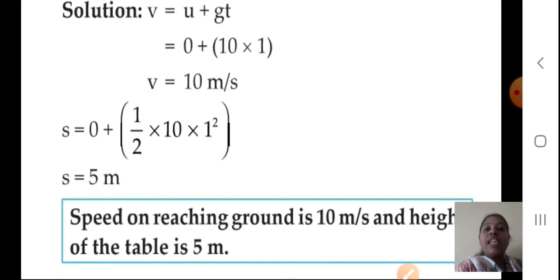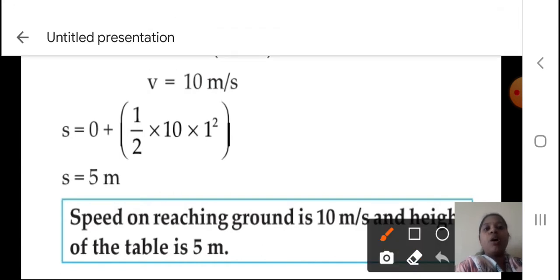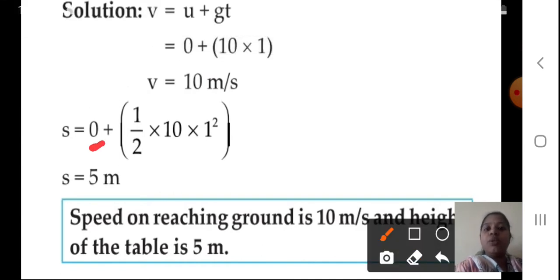Now this value we are going to substitute in the next formula. S is equal to UT plus half GT square. When you substitute the values, students, you get the value for S also, that is 5 meter. When you solve it, this becomes 0. You know how it became 0? Because U is 0, and 0 into T is 0. So 0 came, half into T square, so 1 square I have written, and G is there. Half GT square, so G is 10. When you solve this, you get S is equal to, that is the displacement is 5 meter.